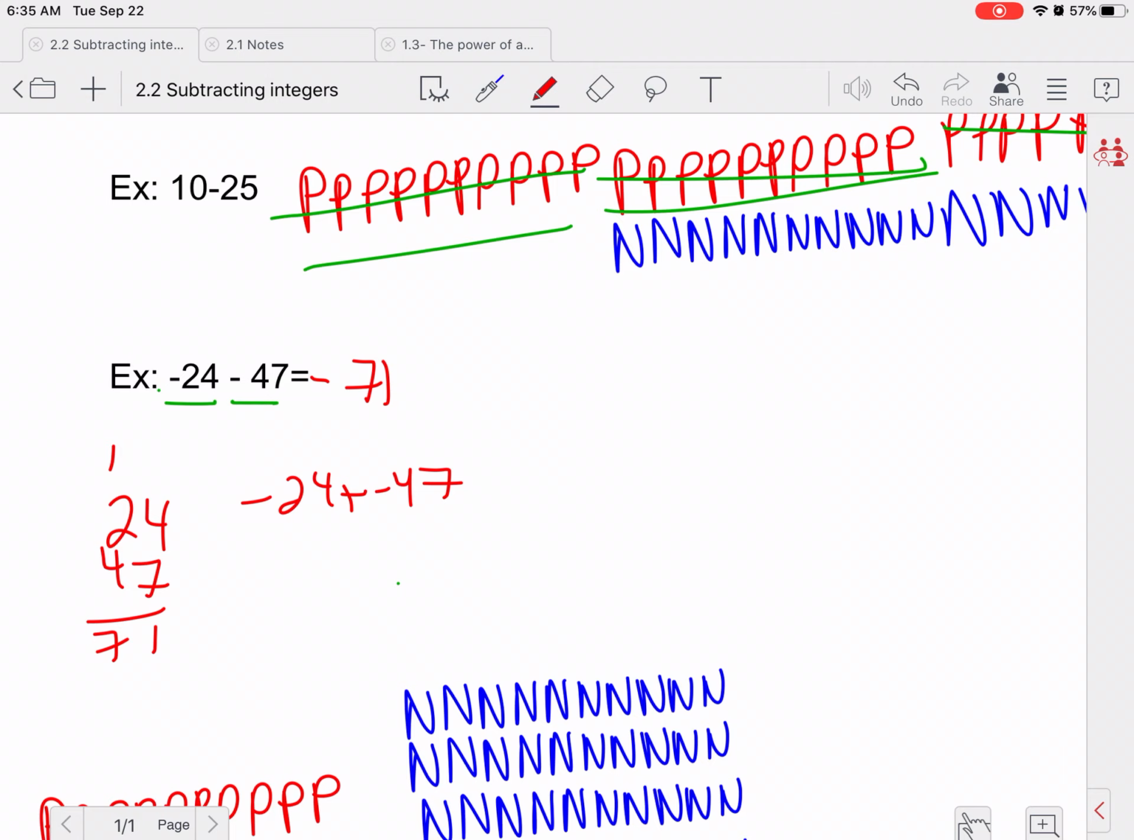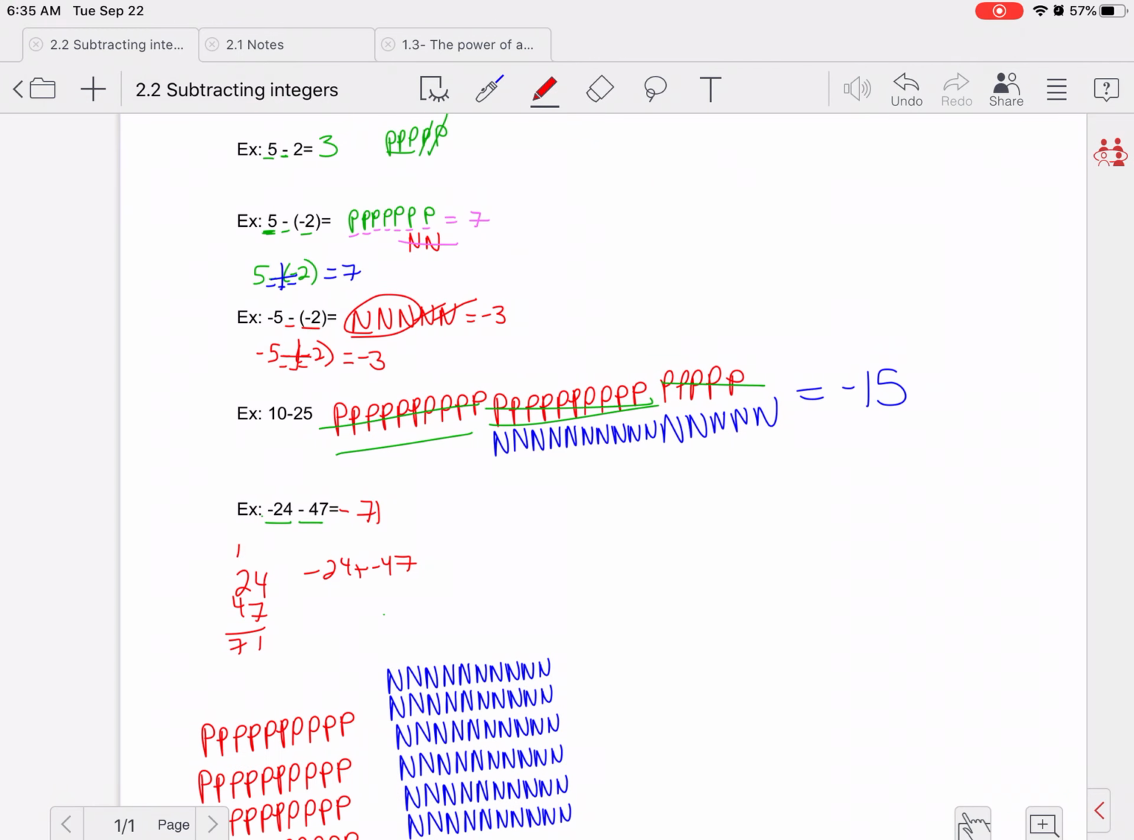Okay. So this is something we're going to practice a lot. If the p's and n's help you, I strongly recommend doing that. If it helps you to think of it in terms of money, go ahead and think of it in terms of money. We're going to practice this more when we get to class.